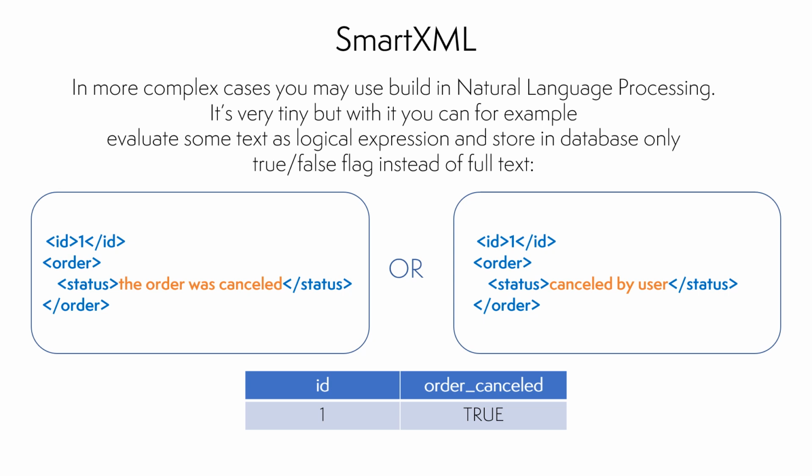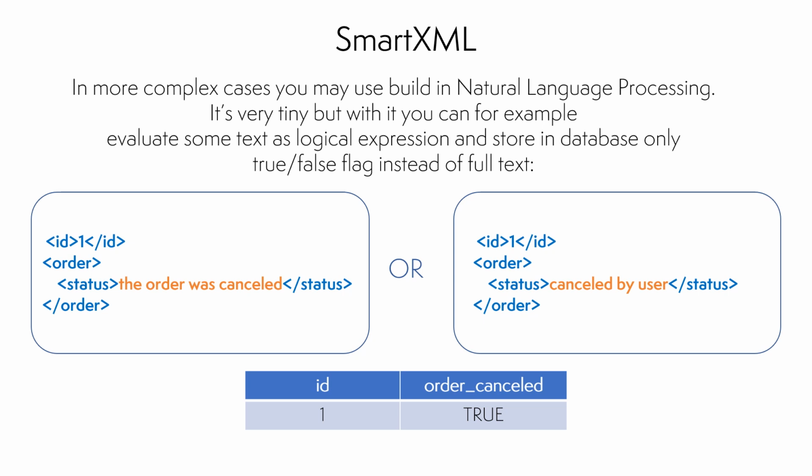Because SmartXML has a tiny natural language processing engine built in, you can perform some rather complex text evaluation operations that cannot be done using regular expressions. Of course, the built-in NLP engine is not even close to full-fledged language models, but it is extremely fast and can be useful in cases where the text to be extracted has a regular structure. For example, you can evaluate the text for the presence of certain keywords and, based on that, instead of sending the full text to the database, send only a true or false flag.